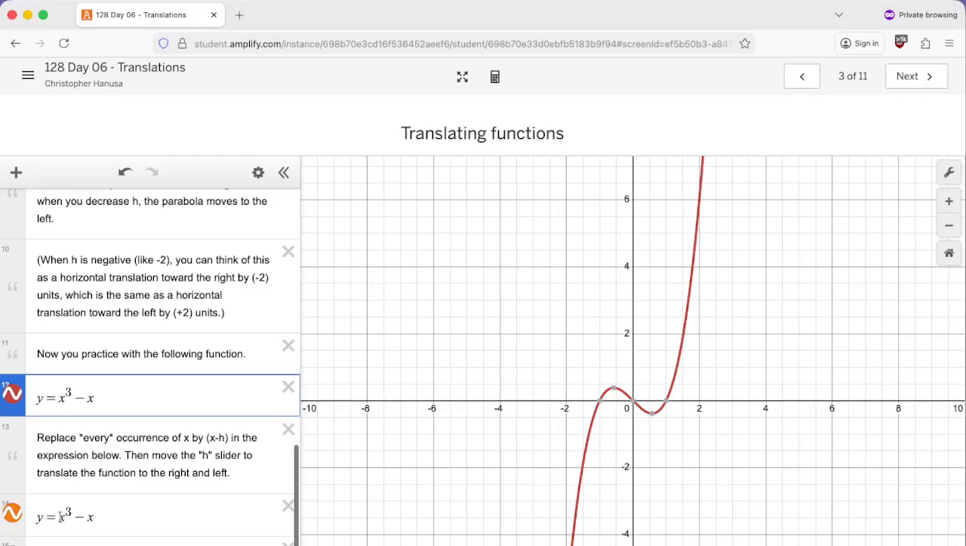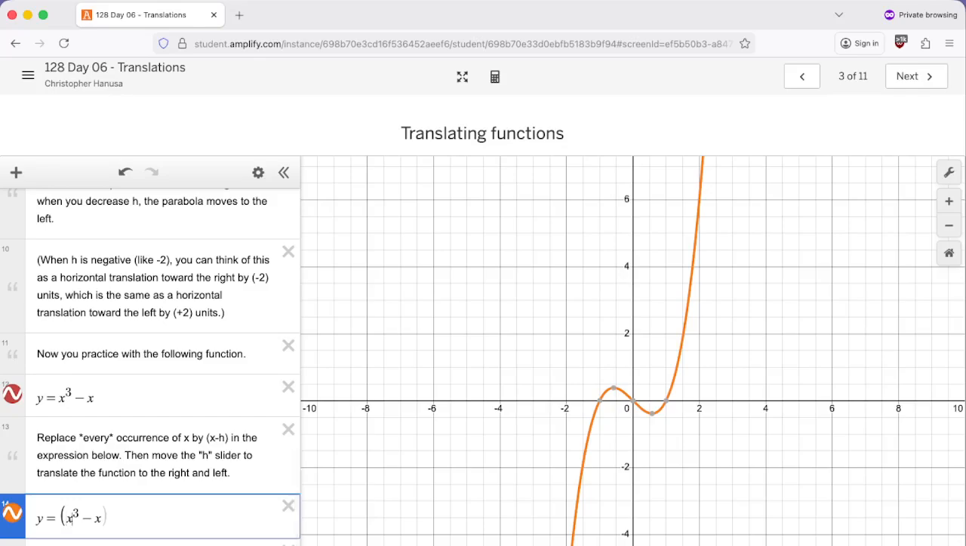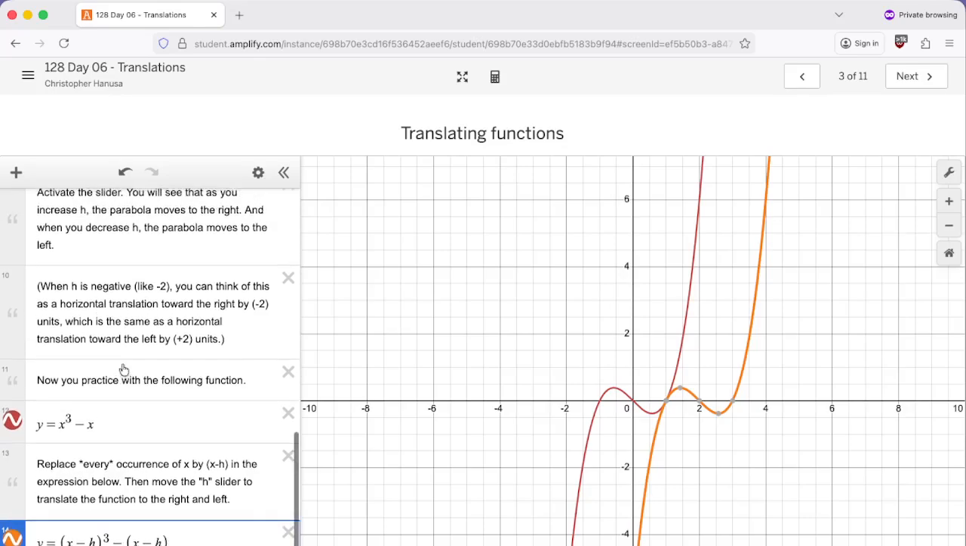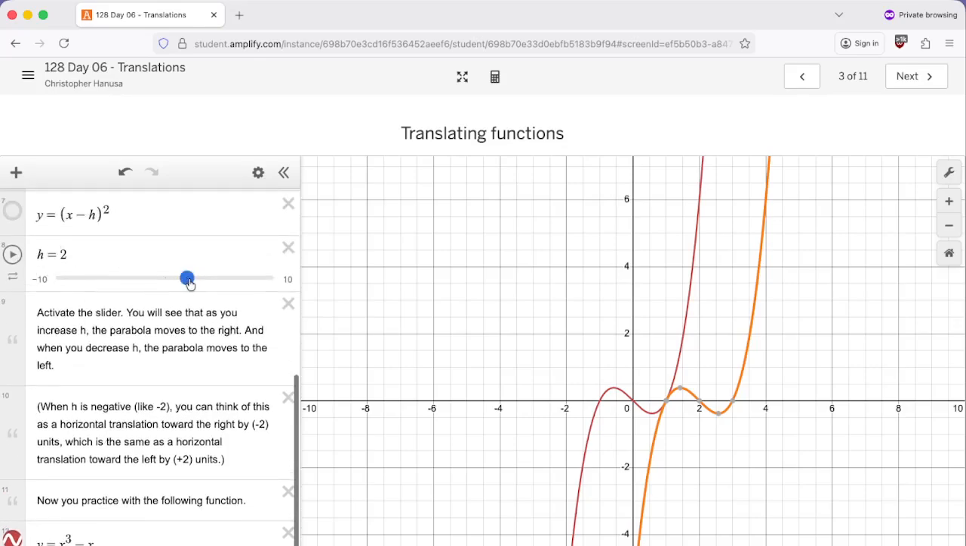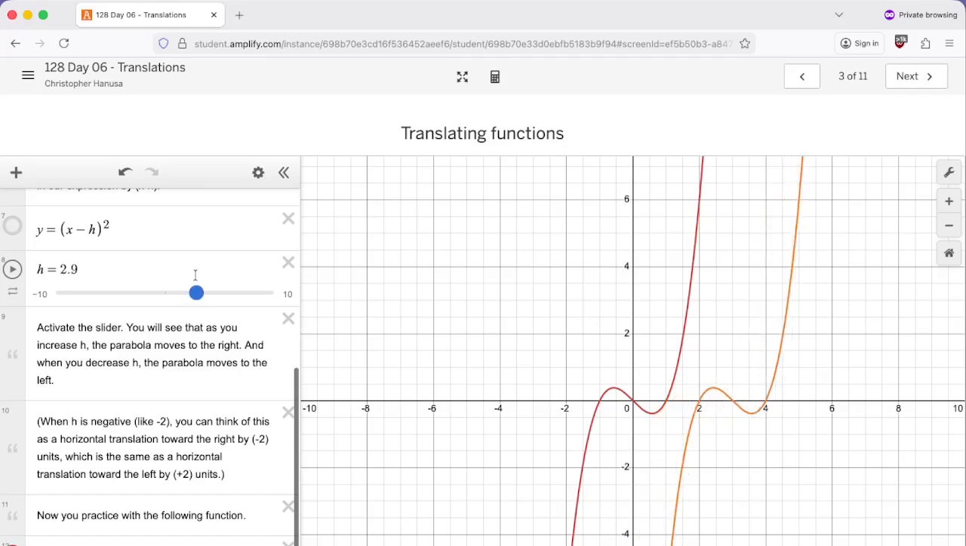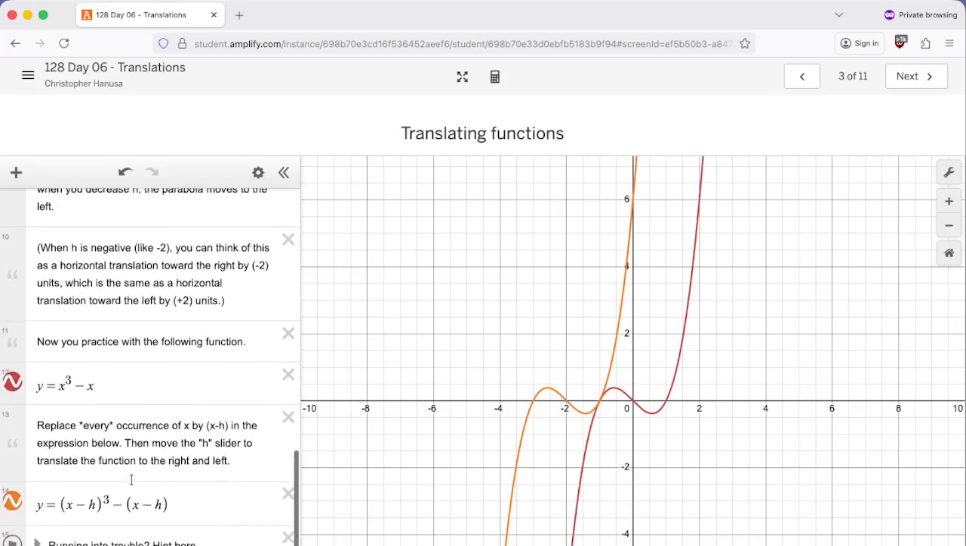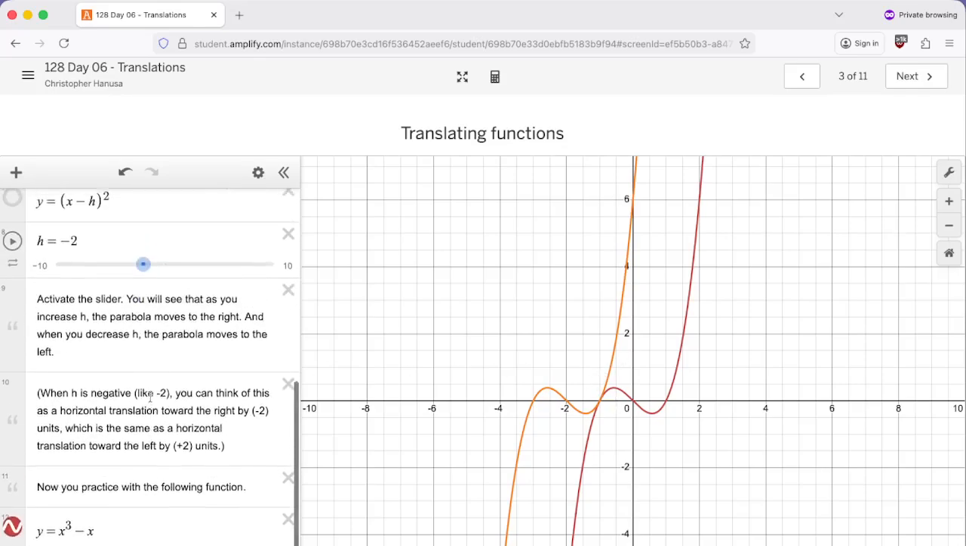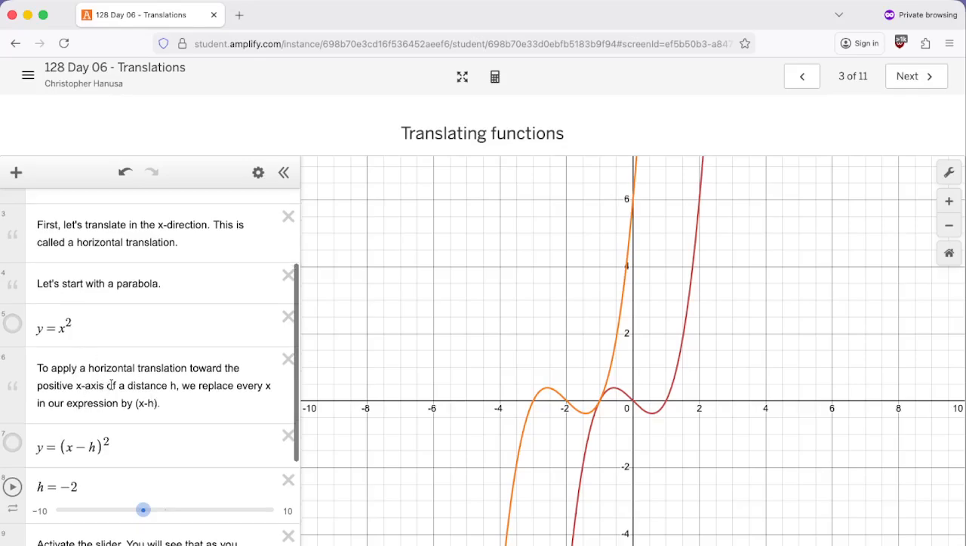Okay, we need to change every x to an x minus h. X minus h minus x minus h. And remember, everything has to be in parentheses. So now, there's no h that popped up here, but that's because we defined h up here. We can use that same h value to move this function back and forth. That's kind of cool. Okay, so this is how we translate a curve in the x direction.